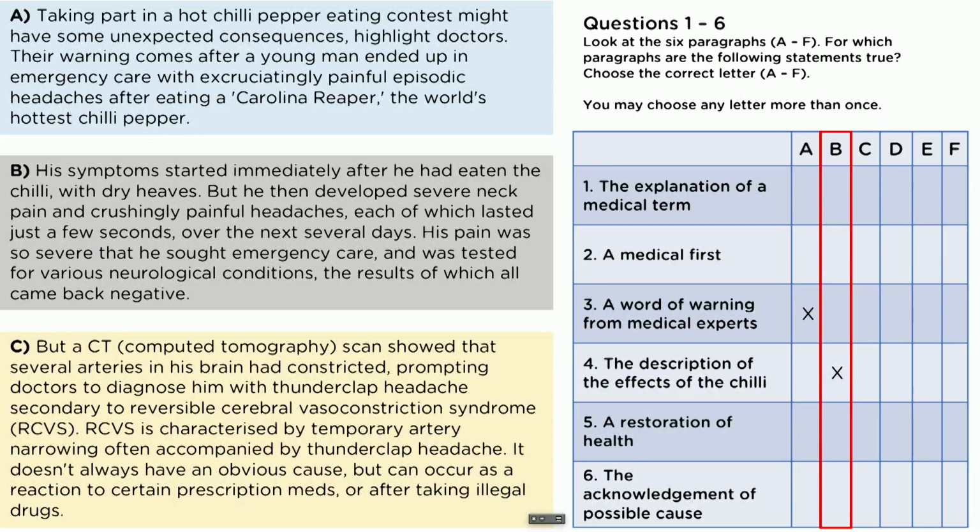Right, have a look at paragraph C there. Have a look at the RCVS. Apparently RCVS stands for Reversible Cerebral Vasoconstriction Syndrome, is characterized by, have a look at the information there. Is it number 1, the explanation of a medical term, for example? That seems pretty good. I think paragraph C has the information, the explanation of a medical term in it. Therefore, it's 1C. Cool. All right. That's fine.